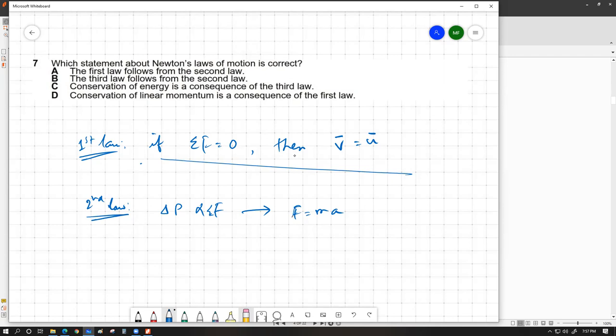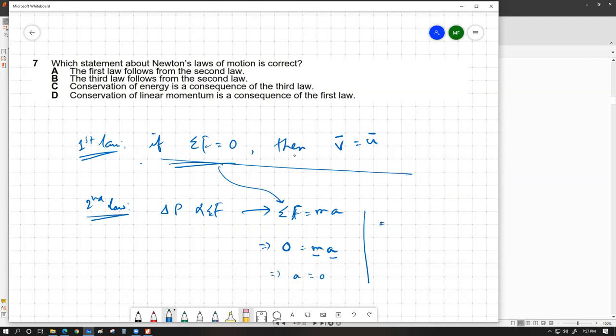This F over here basically represents the resultant force. So in other words, I could actually put the resultant sign over here, which basically means that the resultant force equals mass times acceleration. Now, if I apply the if logic part in this equation, so if resultant force is zero, let's say zero equals ma, that basically means that either of these two variables, mass or acceleration, has to be zero. Mass of an object cannot be zero, which leads to acceleration being zero.